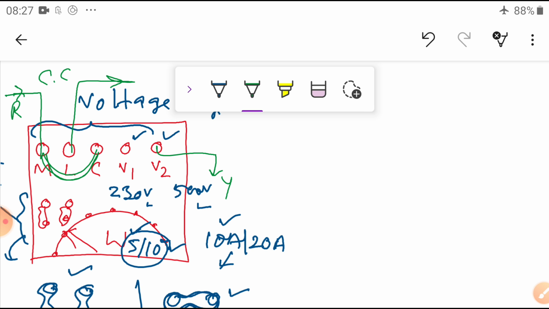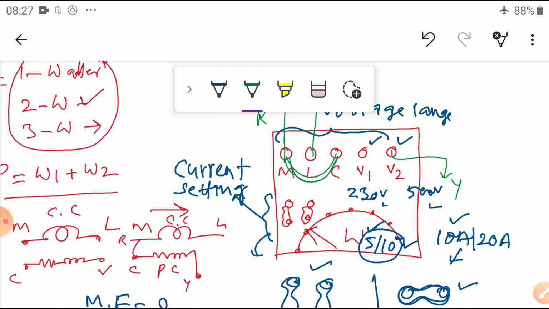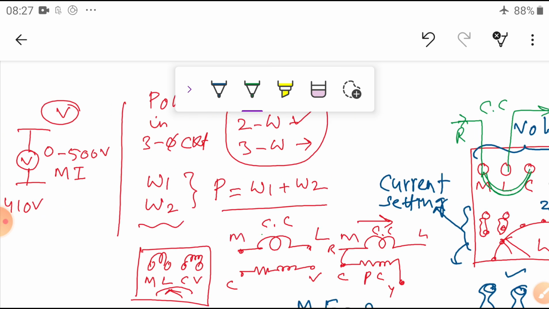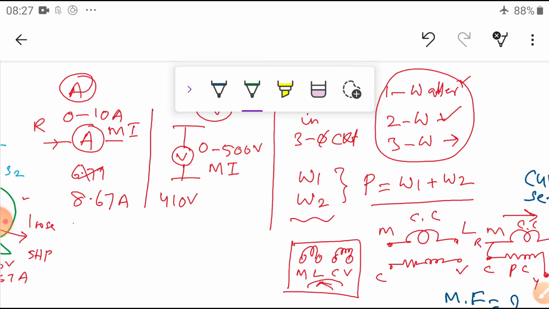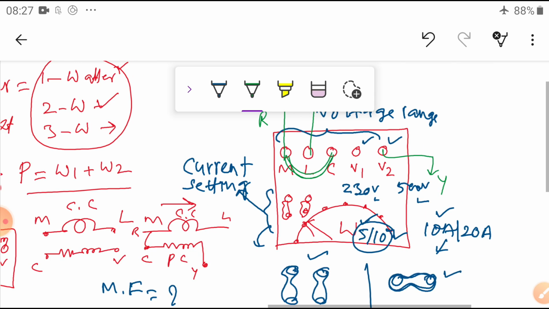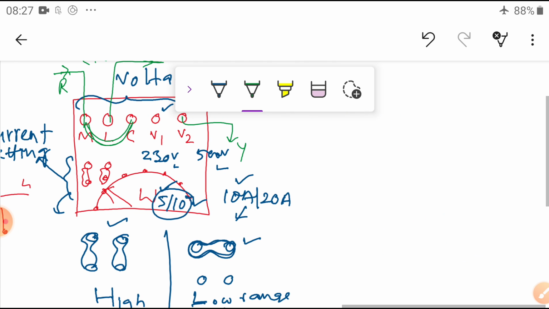Now, what is the rating of our motor? It is 8.77, what is the value? The ammeter reading is 8.67. So here it is 8.67, that's why I am going to connect to the high range.